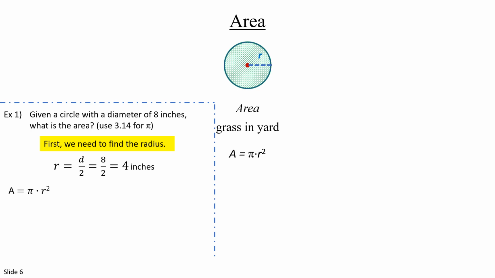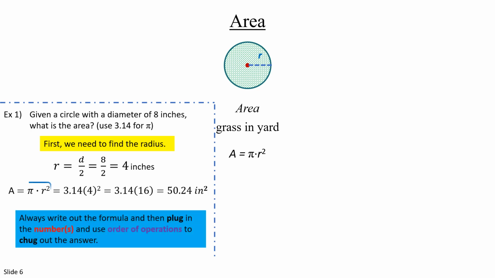Pi r squared, or 3.14 times 4 squared, which is 16. You always want to do the exponent first, and then it's 3.14 times 16. So I always want to write out the formula and then plug in the numbers, and using order of operations, chug to the answer. That's why engineers call this plug and chug. So you write the formula, put in the numbers, then do the arithmetic, following your order of operations.